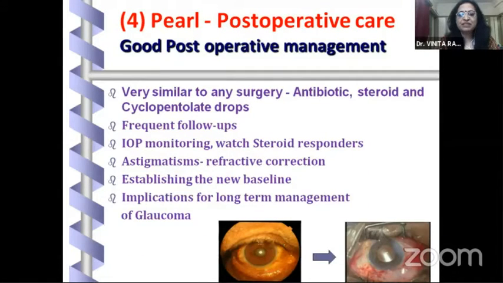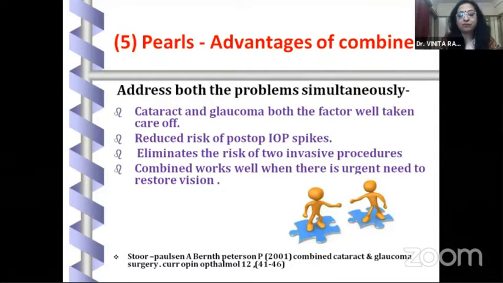Post-operative management remains the same, but cycloplegic like cyclopentolate is one which has to be given, and this patient requires a very frequent follow-up with good IOP monitoring, and watch for steroid responders because glaucoma can coexist, and they have astigmatism in the beginning, so don't worry, it will settle down in 4 to 6 weeks time. And now you establish the newer baseline IOP and fields, and then explain the long-term follow-up to such patients.